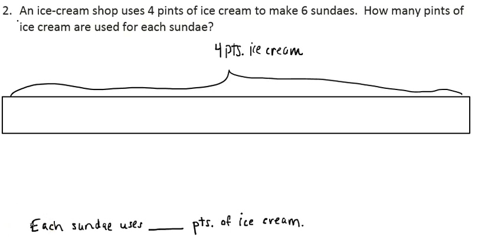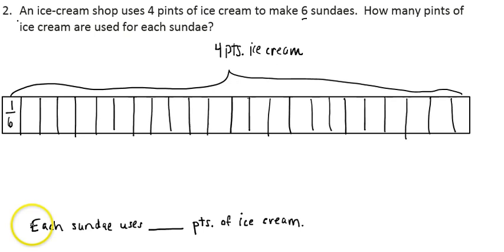And I'll divide the tape to show those 4 pints. Since I'm using the 4 pints of ice cream to make 6 sundaes, I'm going to divide each pint into 6 pieces, each piece representing 1/6. So I've taken my 4 pints and I've broken each pint into 6 pieces. Each piece is 1/6. Altogether then, I have 24/6. So 4 pints of ice cream is the same thing as 24/6 pints of ice cream.